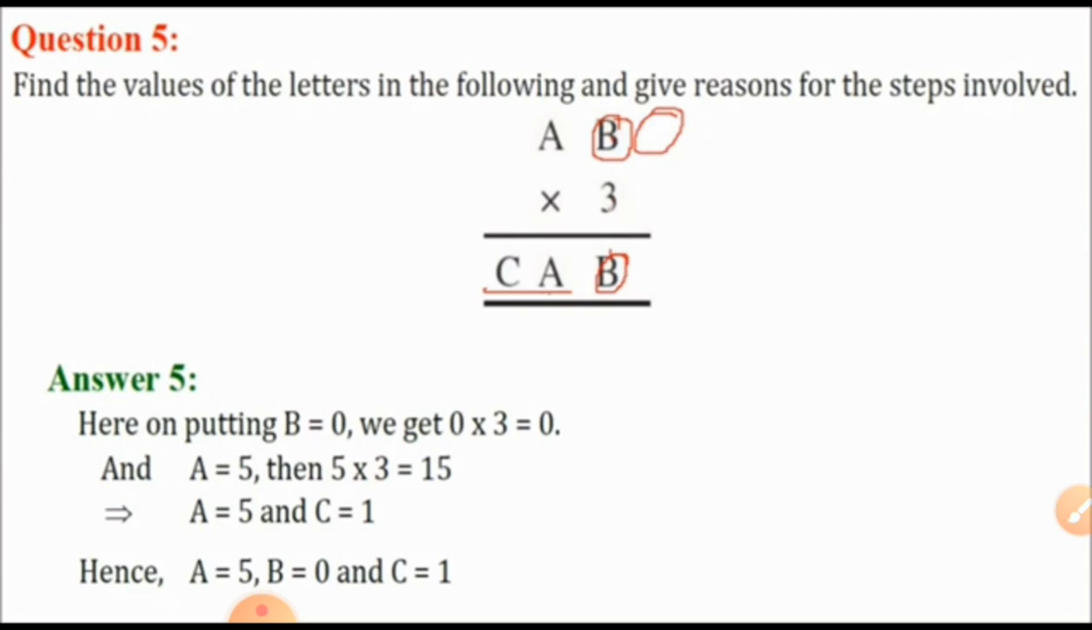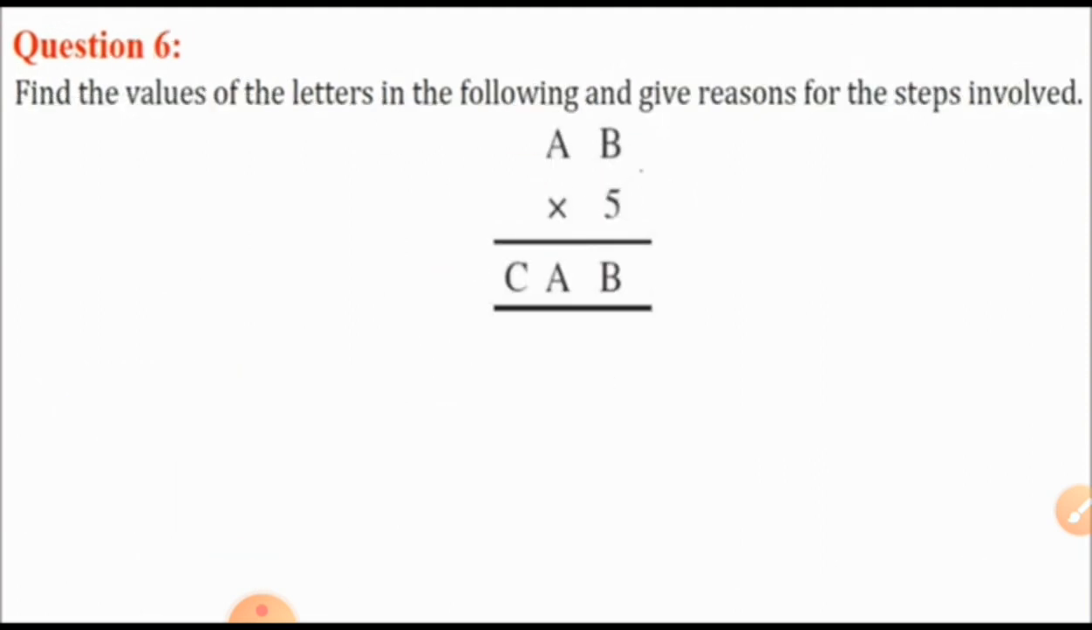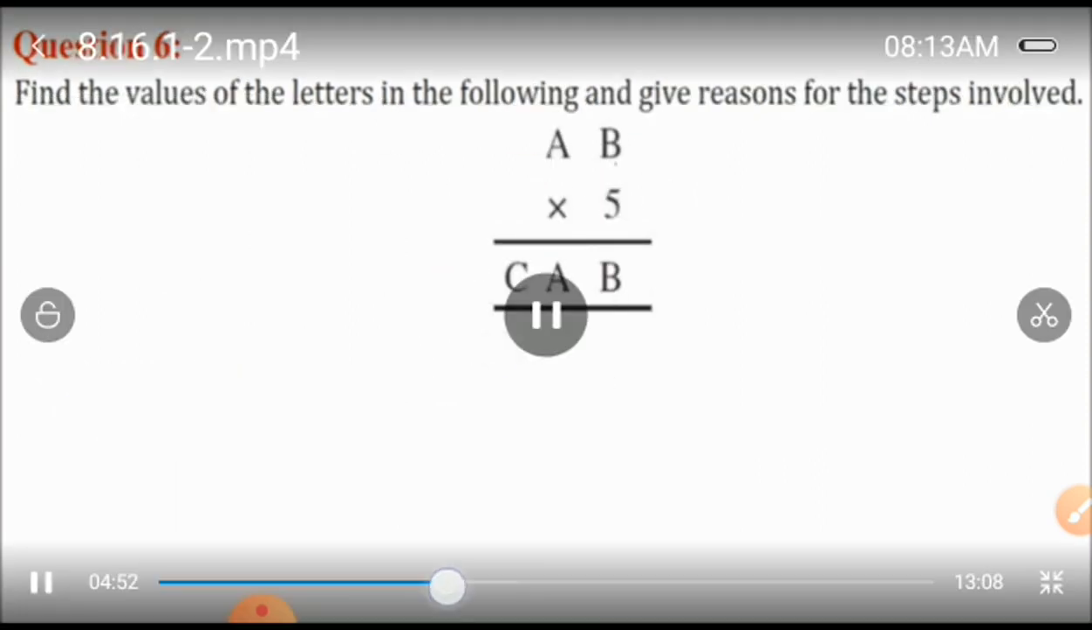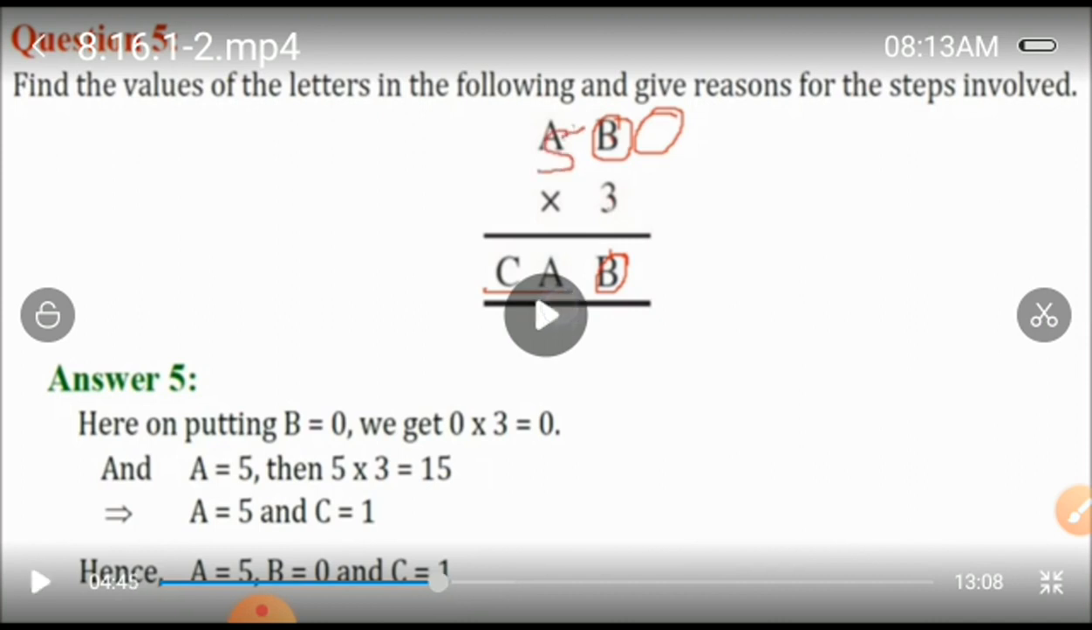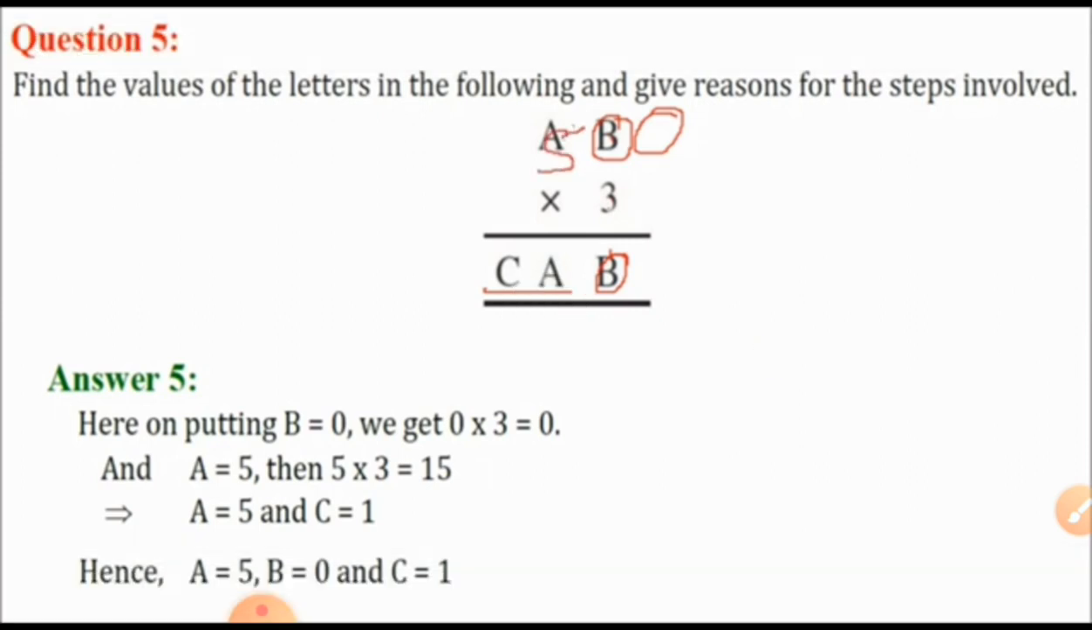And C, A and B. Which number is multiplied? It's the same one. And now A is equal to 5. Now putting the value of A is equal to 5, B is equal to 0. Is it? Okay, you have a doubt. See what I did here. Check it out. Put the value B is equal to 0. We will get 0 into 3, which gives me 0. So 0 is correct.